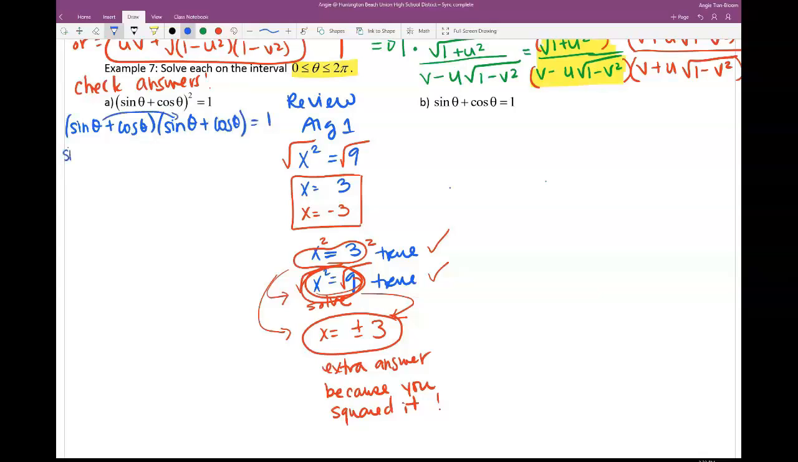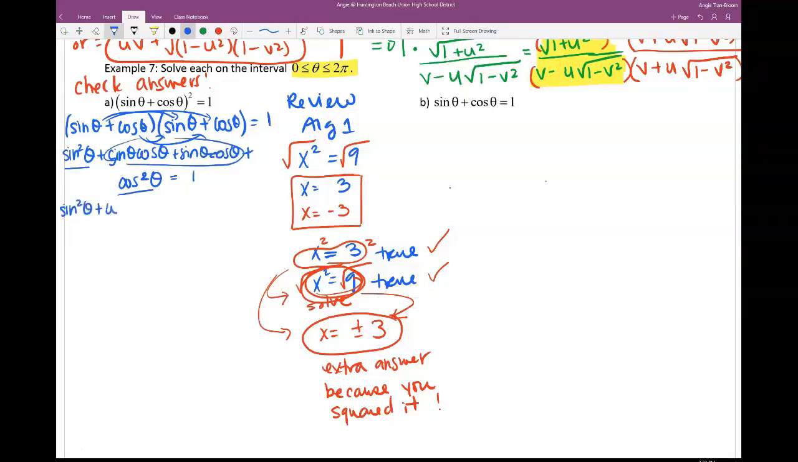Sine times sine is sine square of theta. Sine times cosine is sine times cosine, because there's not much I can do with that. And then in the middle, there's another one, sine times cosine. And then cosine times cosine is going to be cosine square of theta. And then equals 1. Okay, I can put those together and add these together. So now I have sine square of theta plus cosine square of theta. In the middle, I have 2 sine cosine. Okay, equals 1. Well, this is an identity.